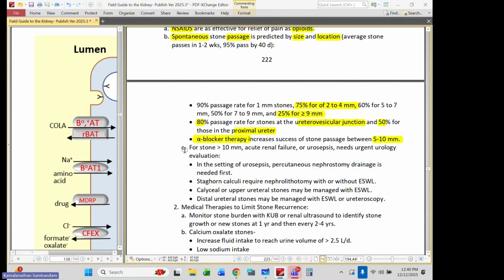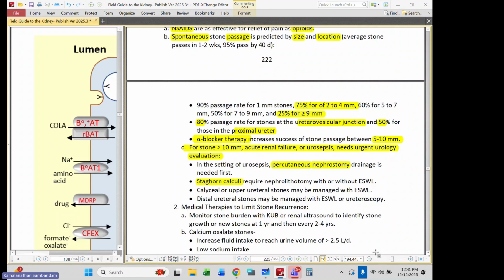If somebody has these features, big stone, acute renal failure, like a kidney transplant patient with a stone who is going to have kidney failure, or infection with stone, these are emergent urology consults. These patients often get a percutaneous nephrostomy tube to decompress the infected urinary tract before they have their definitive therapy.